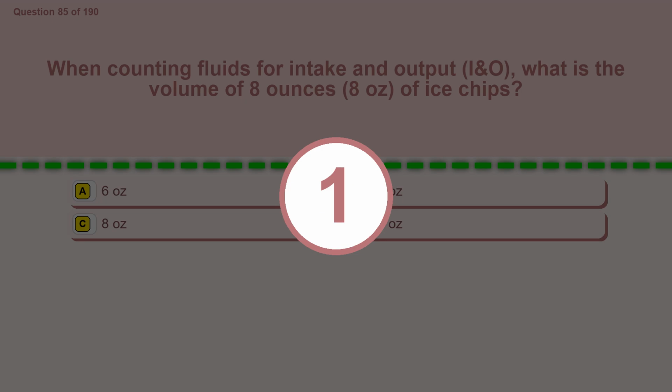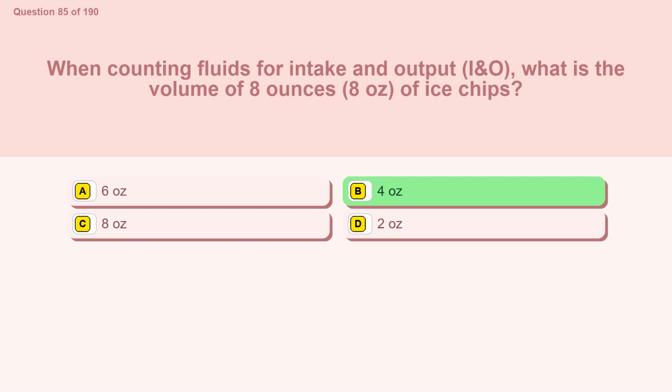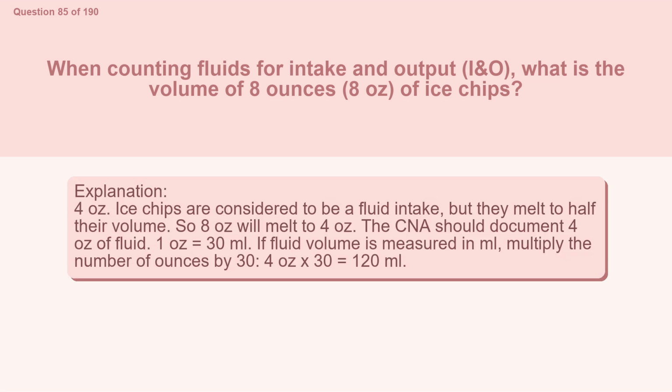The correct answer is option B, 4 ounces. Ice chips are considered to be a fluid intake, but they melt to half their volume, so 8 ounces will melt to 4 ounces. The CNA should document 4 ounces of fluid. 1 ounce equals 30 milliliters. If fluid volume is measured in ml, multiply the number of ounces by 30. 4 ounces x 30 equals 120 milliliters.